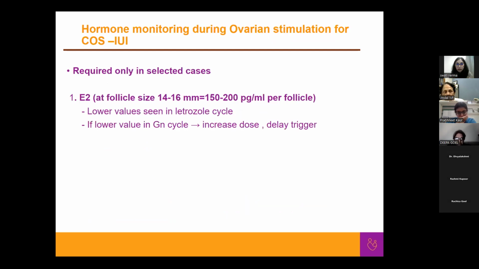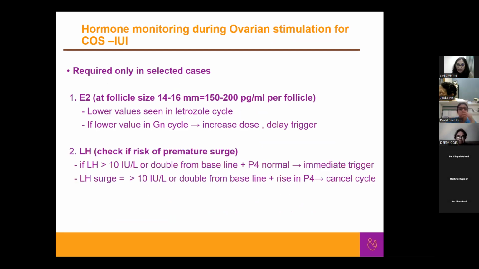So can we move to a little bit of detail about the hormonal monitoring? E2 levels, if at all we are doing them, should be done when the follicle size is 14 to 16 millimeter. At that time, we expect E2 levels of 150 to 200 picogram per follicle. These values are slightly lesser in the letrozole cycle. If values are lesser in the gonadotrophin cycle, we can increase the dose or delay the trigger.